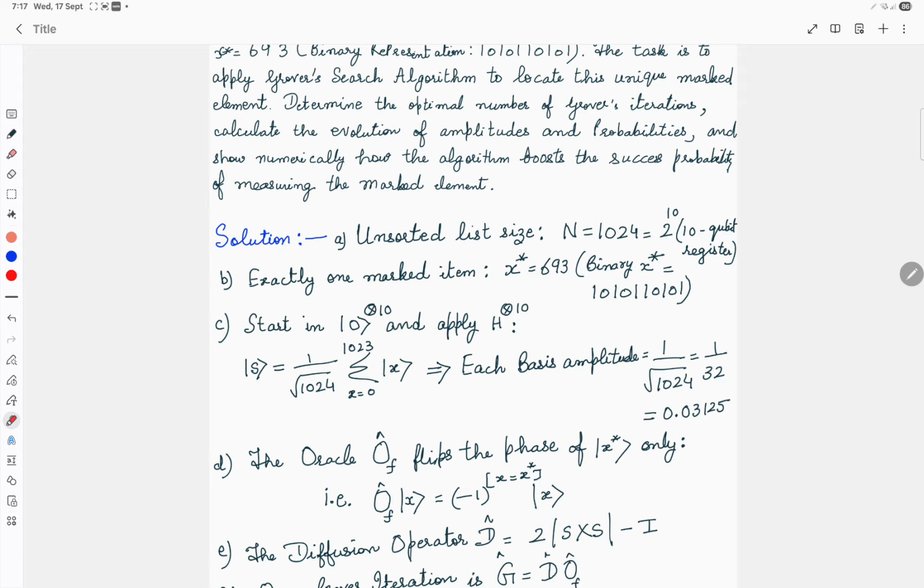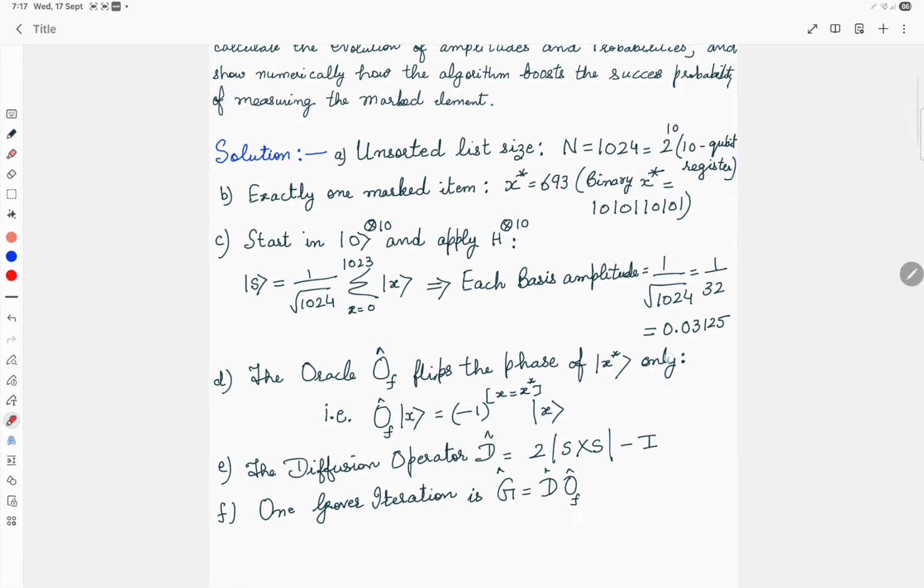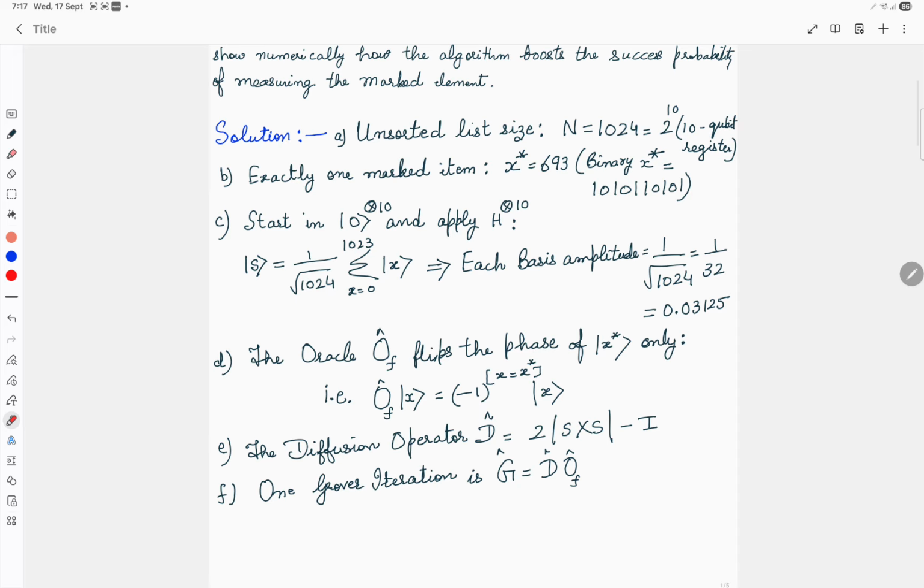So we will get ket s, and this equal superposition state is given by 1 over square root of 1024, sigma x going from 0 to 1023, ket x. Now each basis amplitude is 1 over square root of N, and it is given by 1 over 32, which is 0.03125.